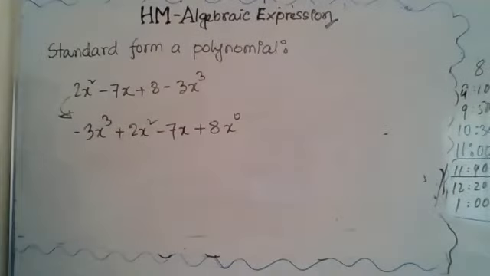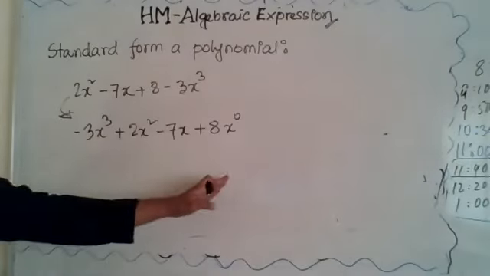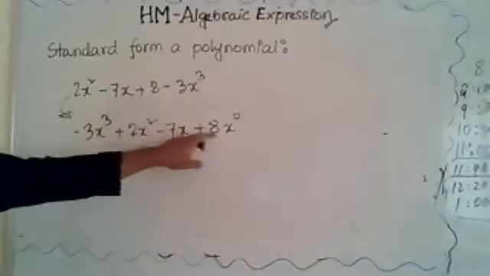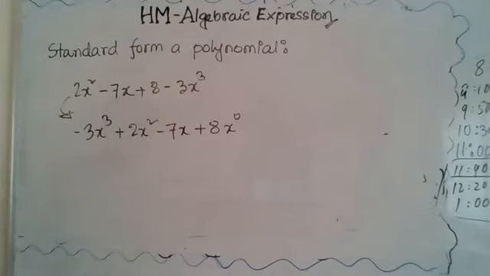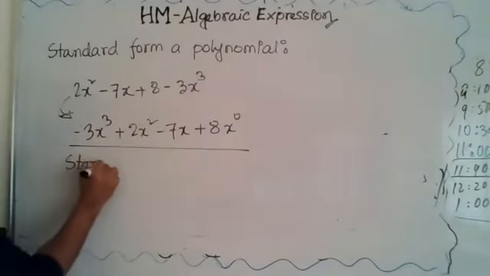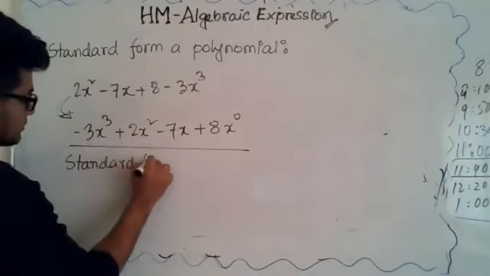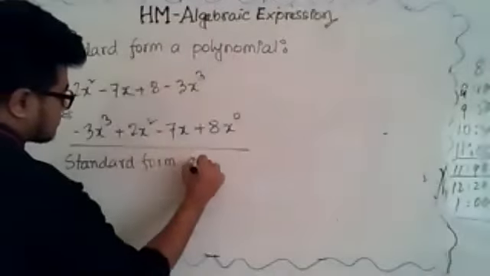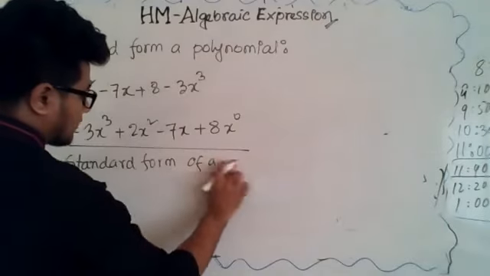It doesn't matter what the maximum power is. You start with that one and you end up with a constant term. See, this is the constant term, that is x to the power 0. So this is actually the standard form, right? This is the standard form of a polynomial.